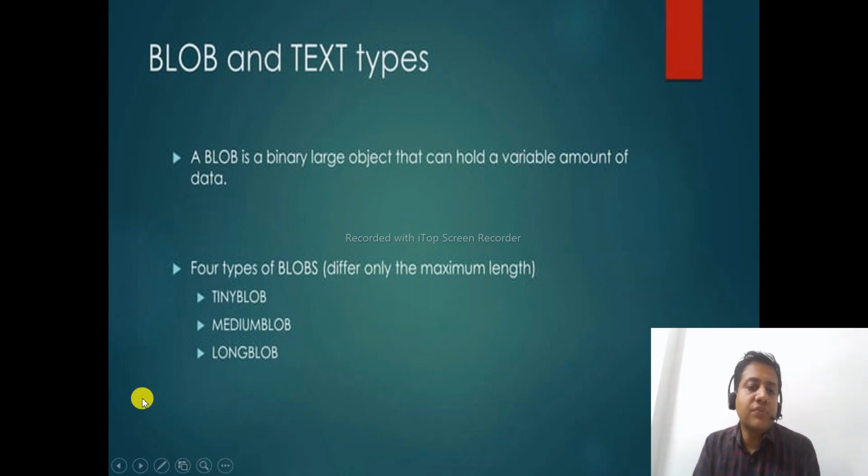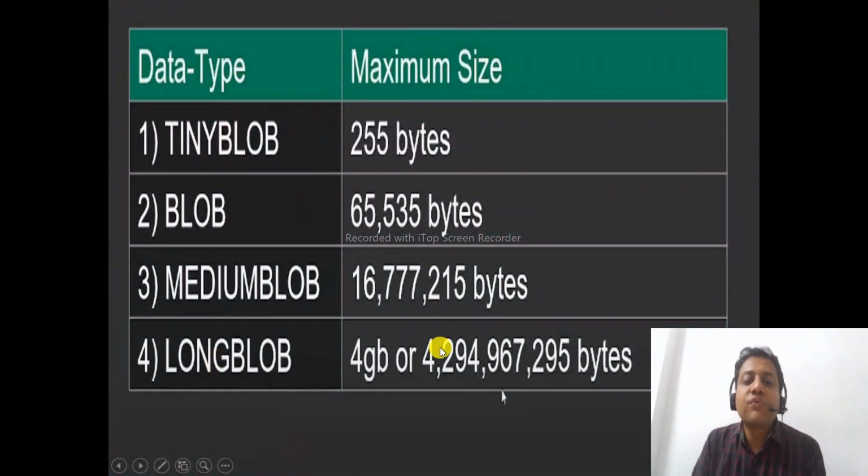Now in blob also we have four types. One is blob, second is tiny blob, third is medium blob, and fourth one is long blob. It also depends upon various lengths. Like if you want to save just a small image, then you can use blob or tiny blob. But if you want to store long videos, then you can use long blob. It can store data up to 4 GB.